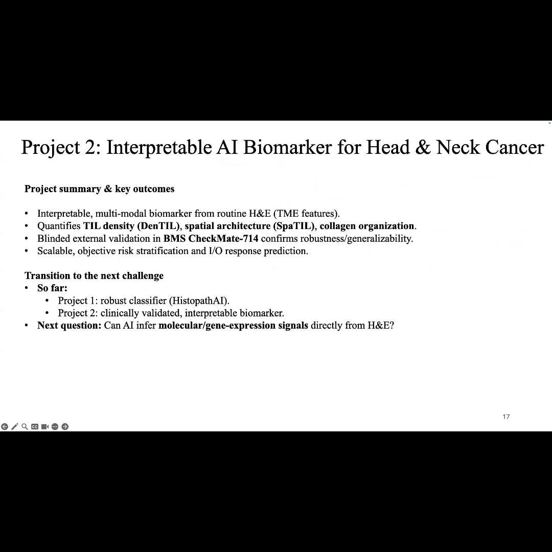So to summarize Project 2, we have developed an interpretable multimodal biomarker for head and neck cancer. This provides scalable, objective risk stratification and immunotherapy response prediction.